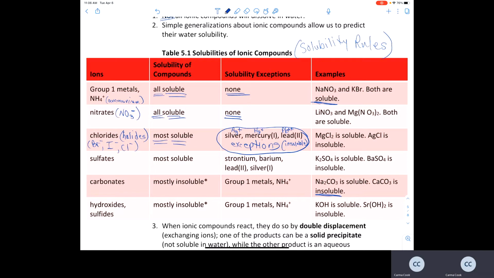So for example, silver chloride contains that silver Ag+ ion. So therefore, silver chloride is insoluble. However, magnesium chloride is soluble because it's paired with a magnesium cation, which is not one of the exceptions.